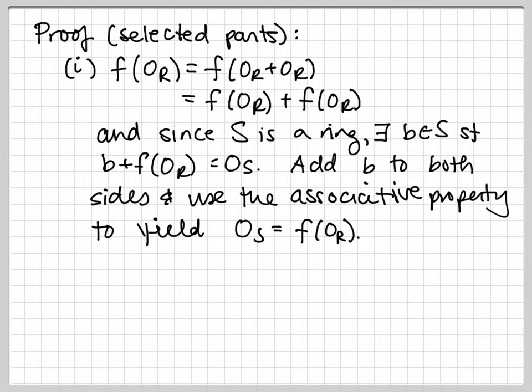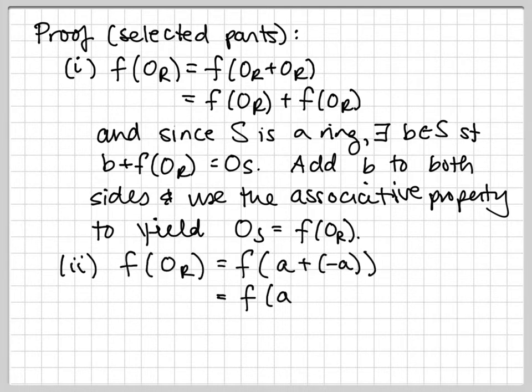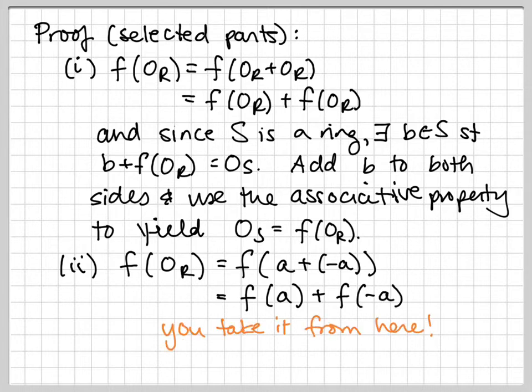And I see then that means that 0s is equal to f of 0r. Cool. For part 2, f of 0r, I can rewrite as f of a plus the additive inverse of a. And then I can break that up by the definition of a ring homomorphism into f of a plus f of negative a. Well, part 1 says that f of 0 was 0s, and now I see that f of negative a satisfies the definition of the additive inverse of f of a. And that means that f of negative a is negative f of a.